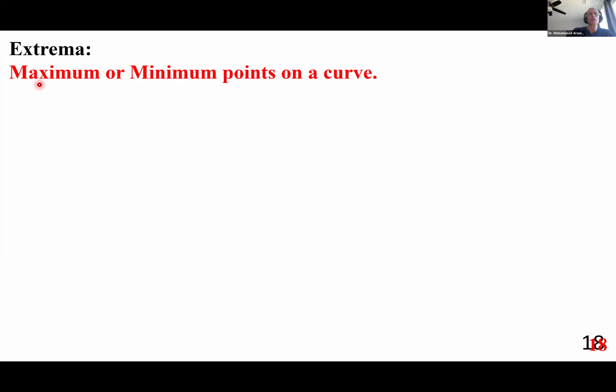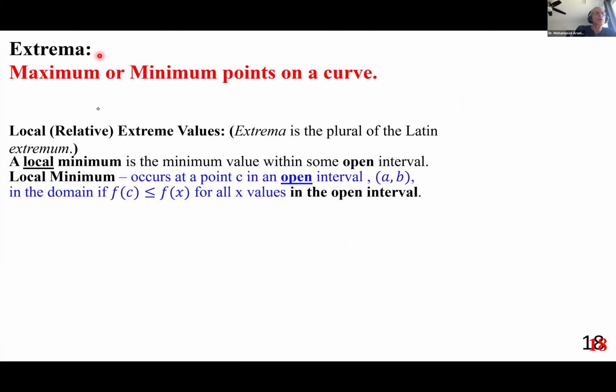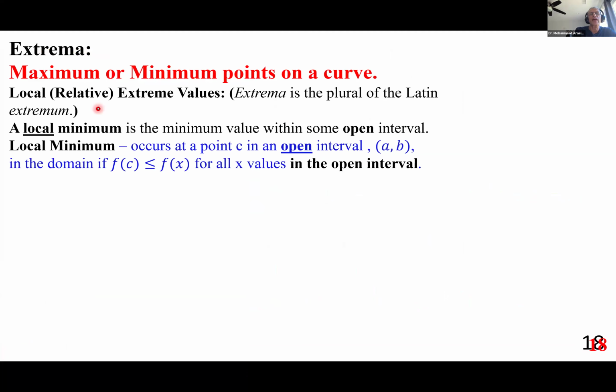Extrema, maximum or minimum points on a curve. Extrema is the plural of extremum, the Latin word. So, local or relative extreme value. A local minimum is the minimum value within some open interval. Local minimum occurs at a point c in an open interval a to b in the domain if f of c is less than or equal to f of x for all x values in the open interval.